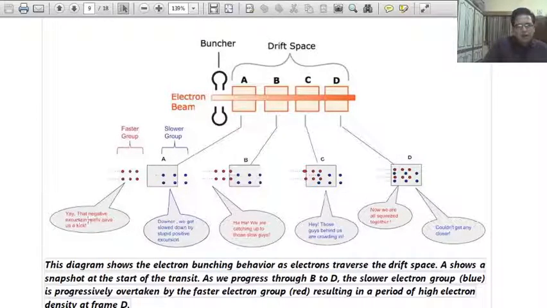Yeah, that negative exertion really gave us a kick because they are fast. And what about that slower group? Downer, we get slowed down by the positive exertion. Okay, now we are catching up to those slow guys.